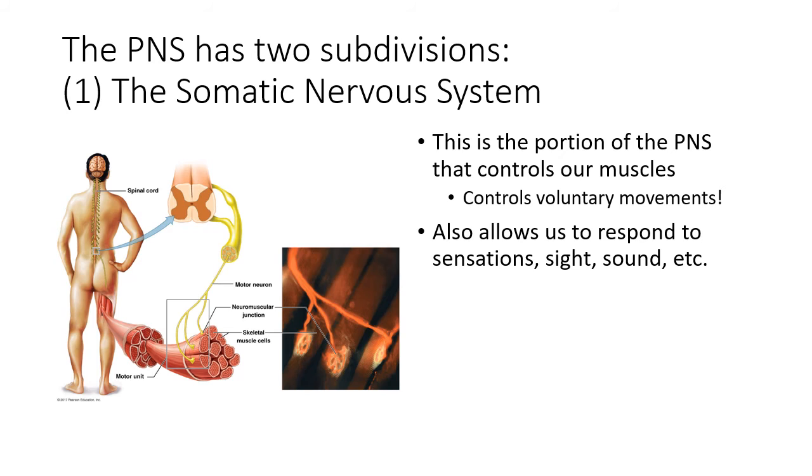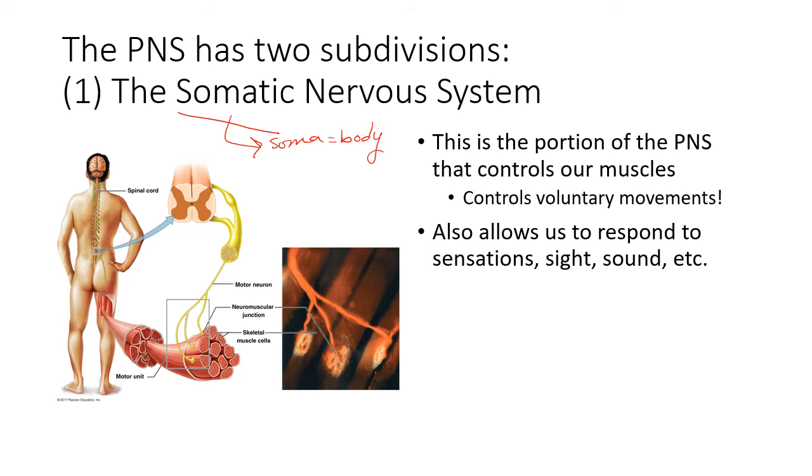Okay, so basically, again, our peripheral nervous system is the nerves that extend out of our brain or out of our spinal cord. But depending on the type of actions that these nerves cause in the body, we can divide these into two subdivisions. The first being the somatic nervous system. Remember, soma means body. And so really the somatic nervous system is the portion of our peripheral nervous system that controls our muscles.